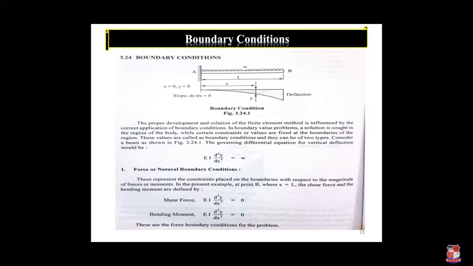The governing differential equation for the vertical deflection would be EI d^4y/dx^4 = W. Observe that in this particular cantilever beam, x = 0 and y = 0 means they are giving a degree of freedom, and if it deflects from its original position, then the slope dy/dx is equal to 0. We learned this already in the first session. Here the length is L, and we have to find the intermediate displacement.